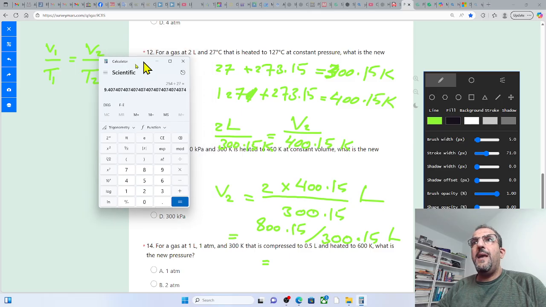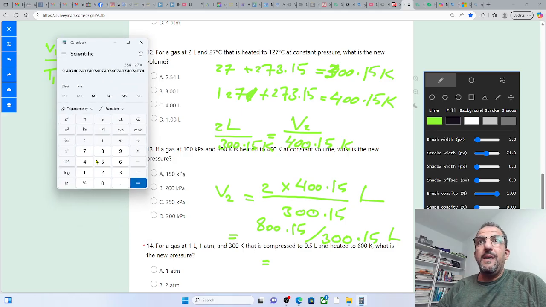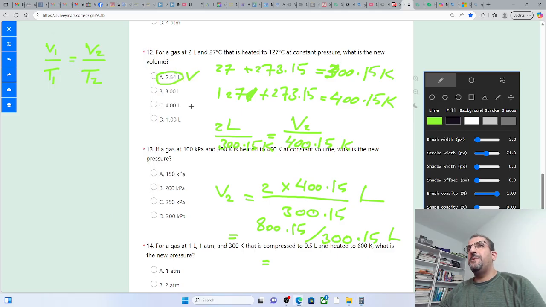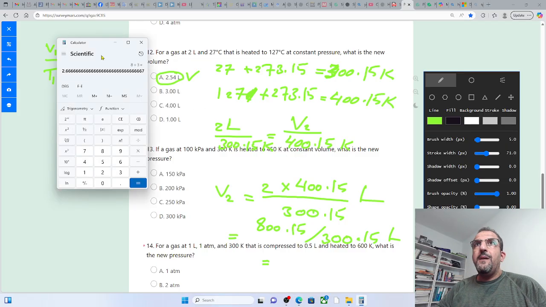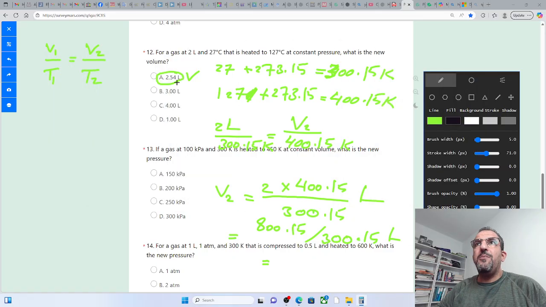It is actually like 8 divided by 3. So 8 divided by 3 is, say, 2.6. So you can see A is the right answer. So 2.54 and 2.6 are pretty close, so we can pick 2.54. So this is the right answer. That means, guys, you need to convert from Celsius to Kelvin when you do this kind of problem.